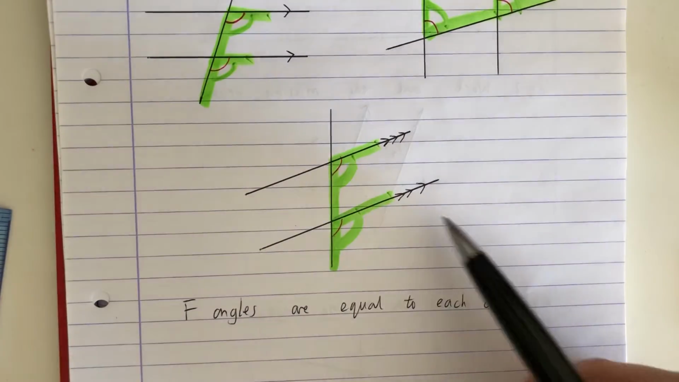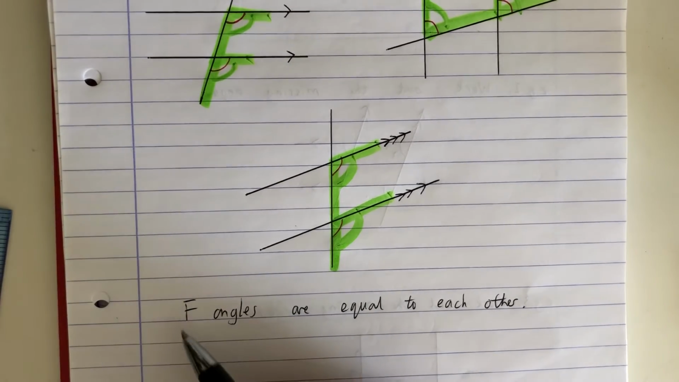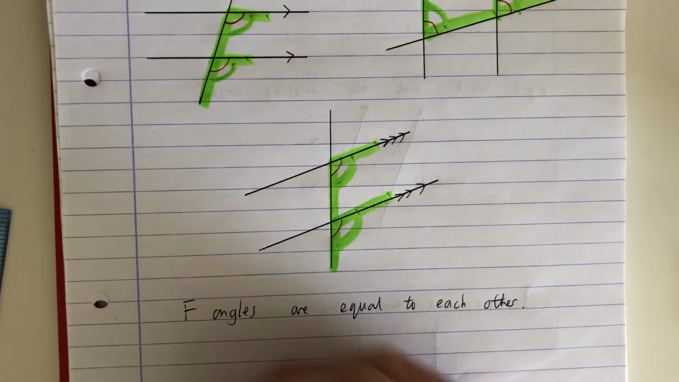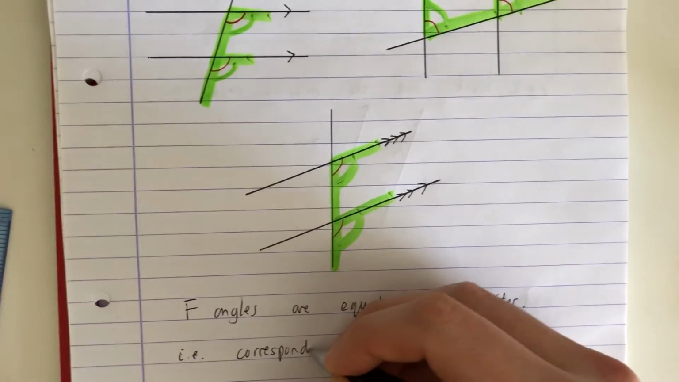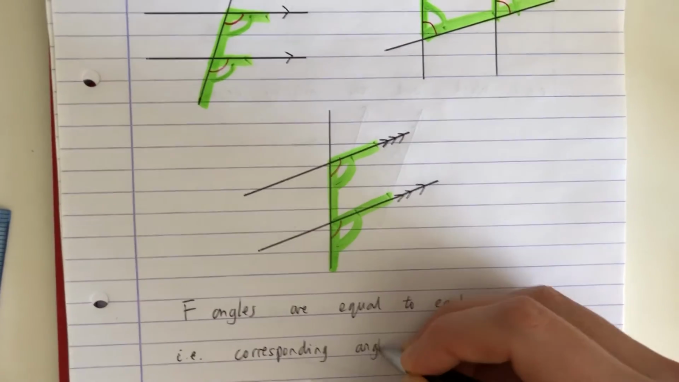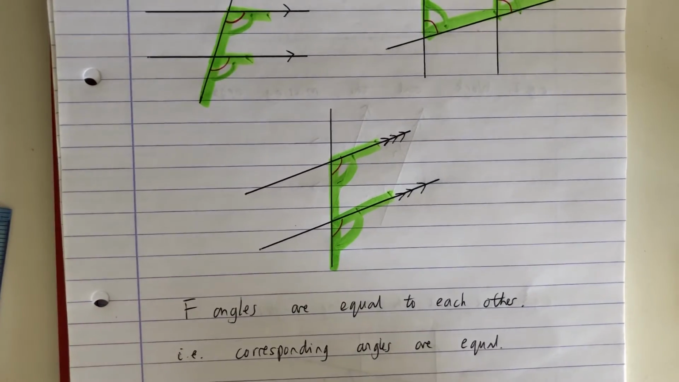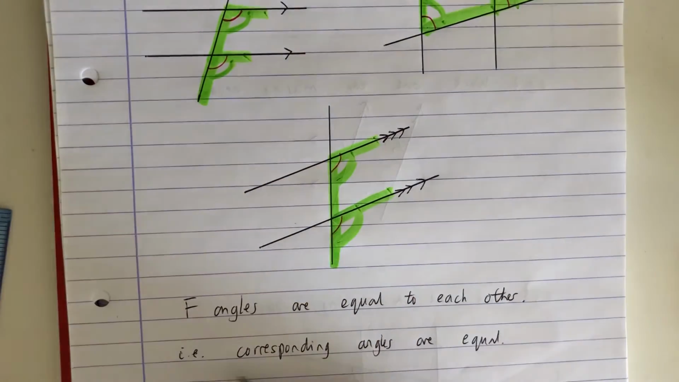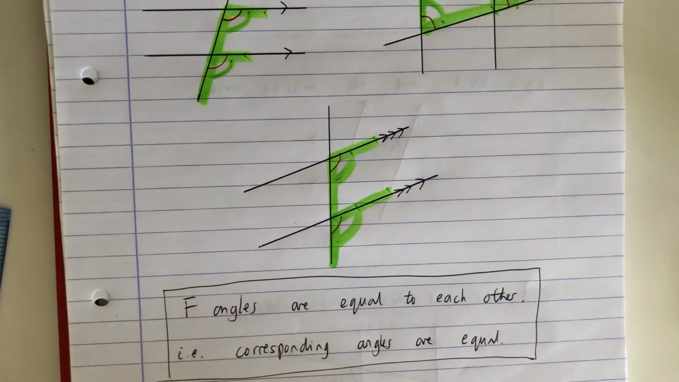So maybe in this third diagram, if I measure this angle, they might be both, say, 110 degrees. There's a fancy word for F angles you need to know, and the clue is in the title of today's lesson, which was, in other words, corresponding angles are equal. F angles, corresponding angles, they mean exactly the same thing. F angle reminds you what the shape is going to look like. Corresponding is actually the fancy maths term for it. So you need to know that F angles, or in other words, corresponding angles, are equal to each other.